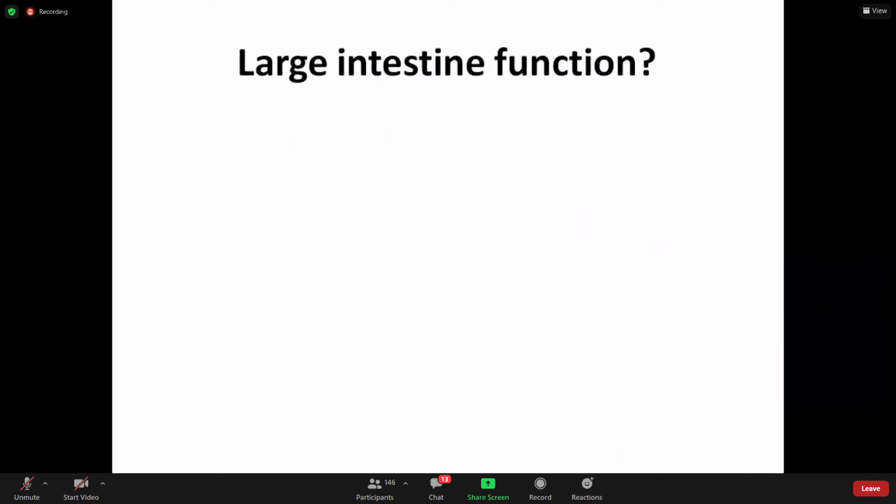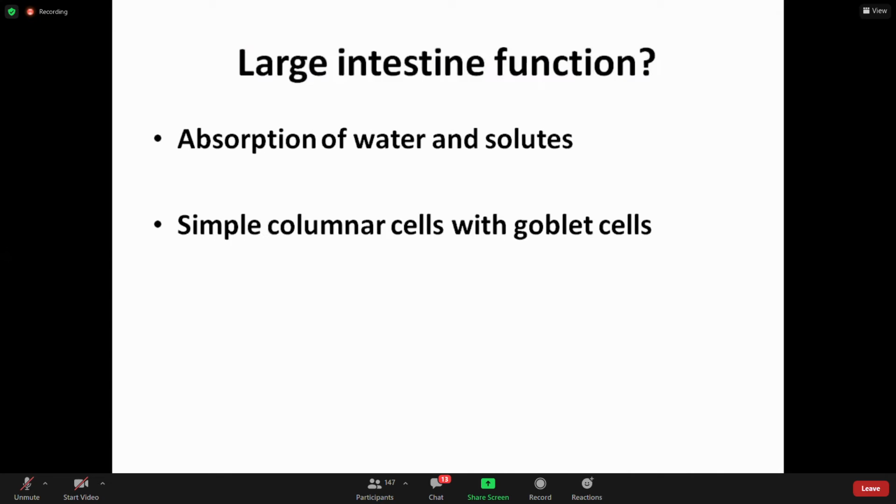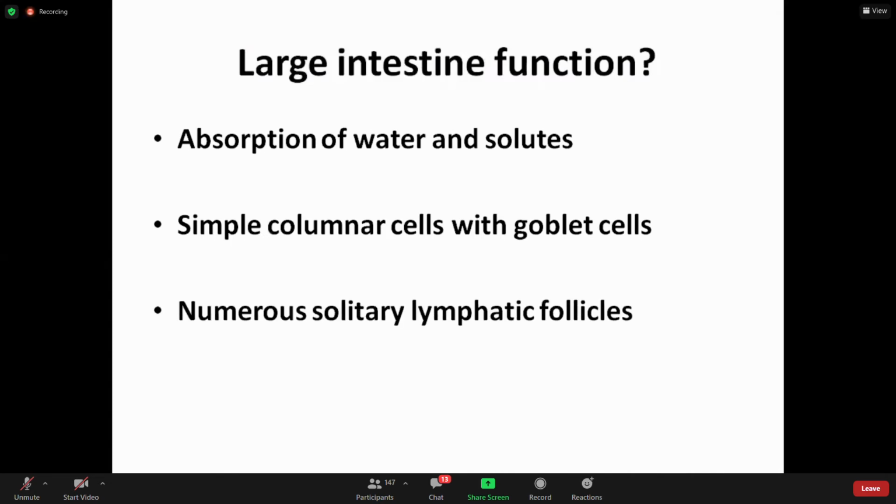Okay, so before we move to the large intestine, its gross morphological features and the main distinguishing features between the large and small intestine, let us see very briefly the functions of the large intestine. We know it is responsible for the absorption of water and solutes. Then we know it is lined by simple columnar cells with goblet cells, and it has numerous lymphatic follicles. All these microscopic features will be dealt with in histology itself.